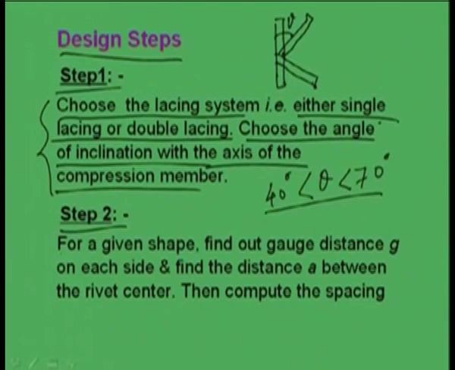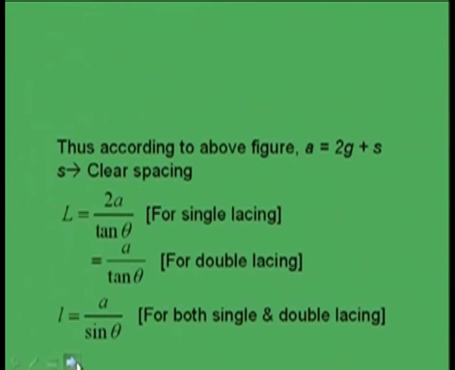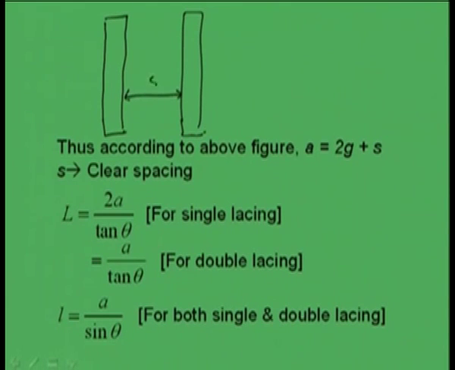This is the first step. Second step is, for a given shape, find out gauge distance g on each side and find the distance a between the rivet center. Then compute the spacing. What is gauge distance? That is edge distance. I am giving the details here. Suppose this is a member, this is another member. Now, this is called clear spacing, S.